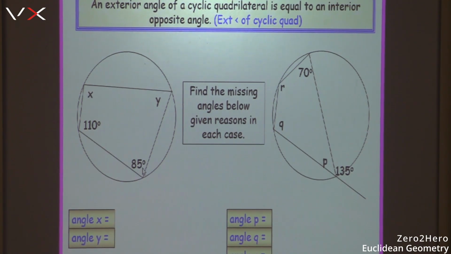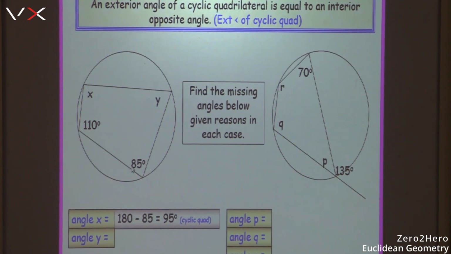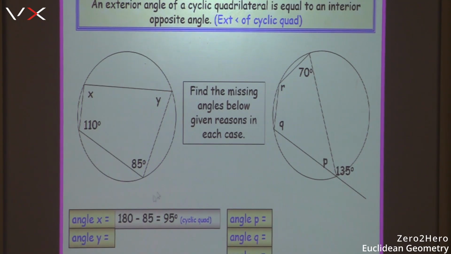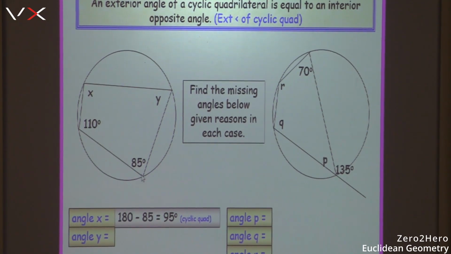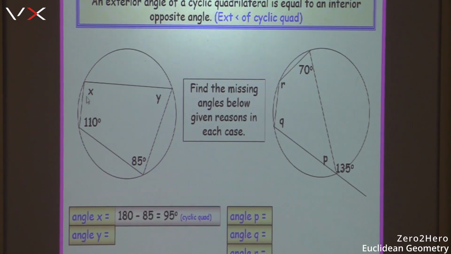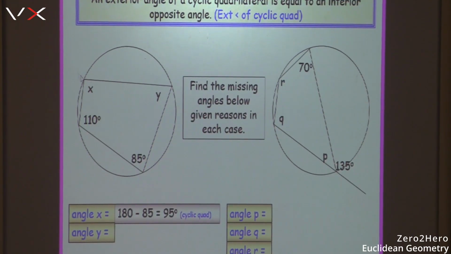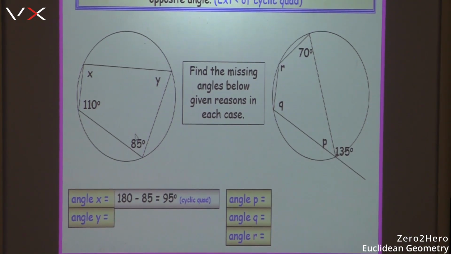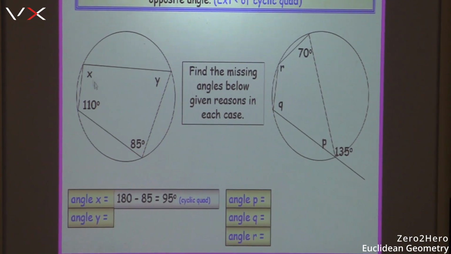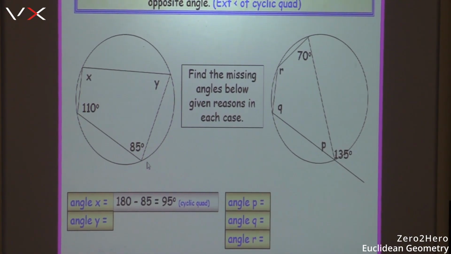So if this is 85, the value of x there would be 95, because 85 plus 95 will be equal to 180 degrees. The mistake that we make as young learners: if I see 85 here, I will assume that is also 85. They are not equal. When I add them, I must get 180 degrees. So it's 85 plus 95, that will give me 180 degrees.